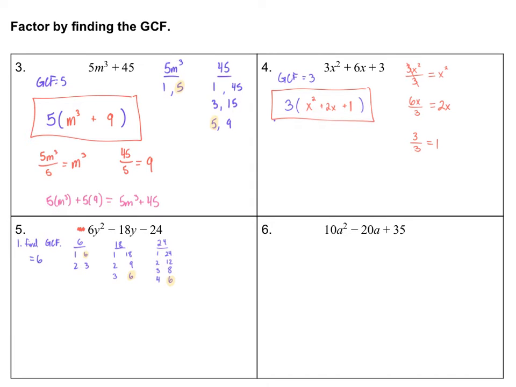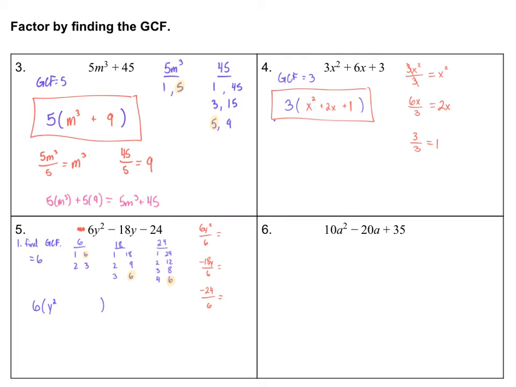All right, so this one we're going to do a little differently. I could do 6y squared divided by 6, negative 18y divided by 6, and negative 24 divided by 6. Whatever I get for those 3, that's what fills my parentheses. Or the other way to think of it is, 6 times what would get me back to 6y squared? Well, I already have the 6, I'm just missing the y squared. So 6 times y squared gets me back to 6y squared.